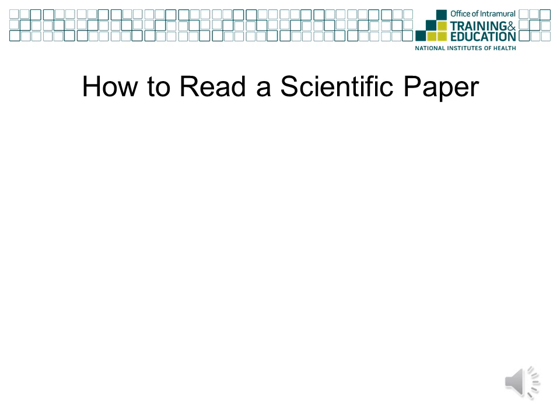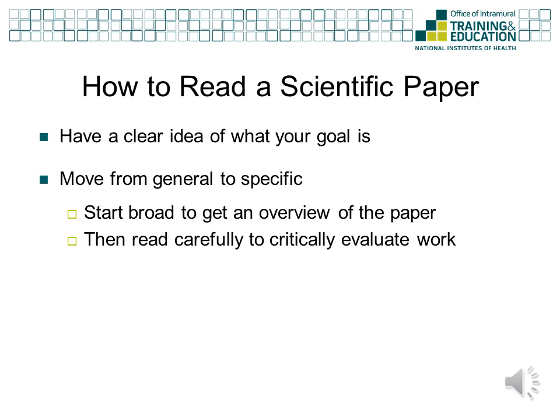Once you have a clear idea of what your goal for reading a particular paper is, move through the article from the general to the more specific. First, start broad to develop a framework to understand the paper. It is important to get a general understanding of the main points and identify how much you already know about the topic. After gaining a general overview of an article, you can move on to gain a deeper understanding of the findings and critically evaluate the work presented.